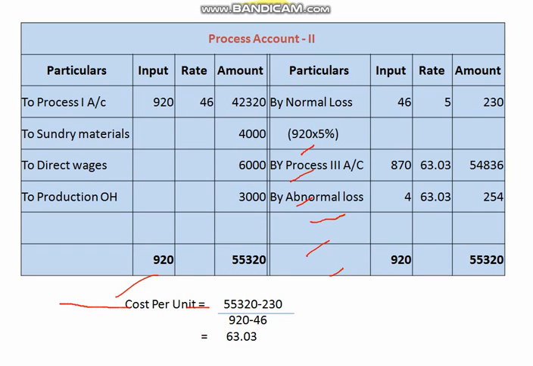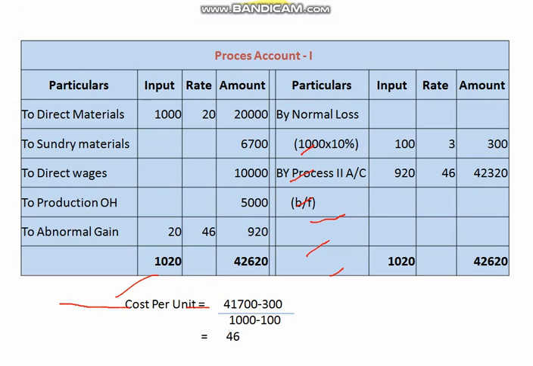See, this was the solution that you need to answer now. See, one by one. How much input is given? Input given is 1000 units, at 20 rupee rate. So this was the total. Material given, sundry, wages given, production overhead is given. These are the information given, and 10% of normal loss.